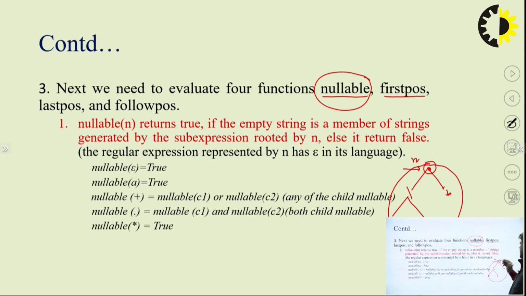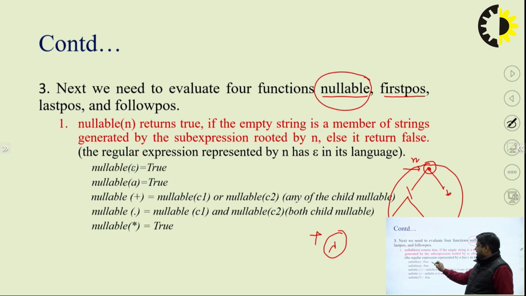For example, if lambda is a member of the regular expression, then the nullable function returns true. So nullable of epsilon or lambda is true. If it is a terminal symbol, then it is false.